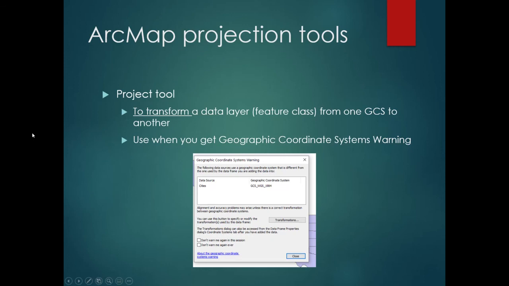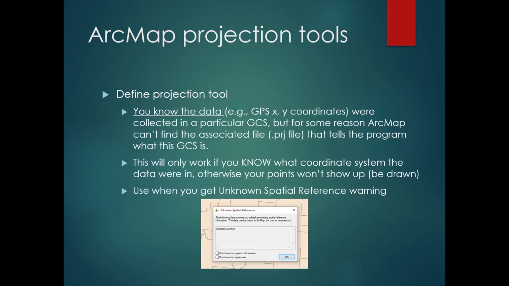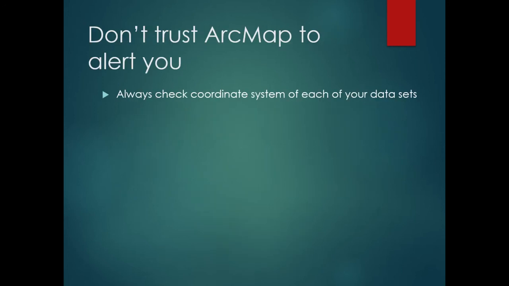All right, so as a summary, we talked about the project tool being useful when you get a geographic coordinate systems warning, when you have two different layers or multiple layers that are in different geographic coordinate systems, and you want to create a new data set to align with another geographic coordinate system. And the define projection tool, which is used to tell the program what the GCS or PCS of a file is. So you have to know the associated information, and you might get an unknown spatial reference warning telling you that the spatial reference information is missing. And that's when you would use a define projection tool.